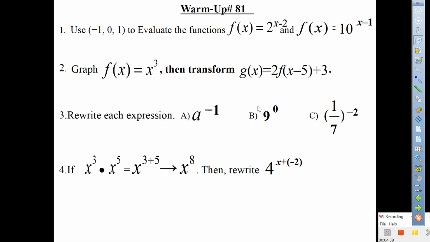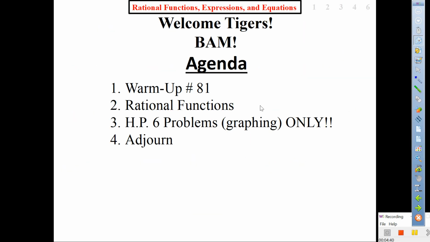All right, agenda for today, warm-up number 81, rational functions. Today I'm only going to give you 6 problems. Only. It's part of the plan. Let's go. So, reminder, tutoring after school, be there or be elsewhere, yeah?